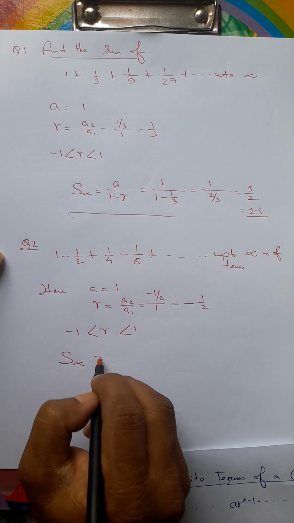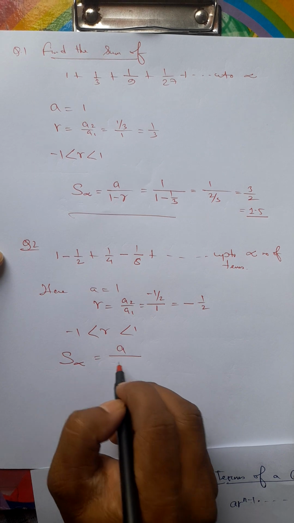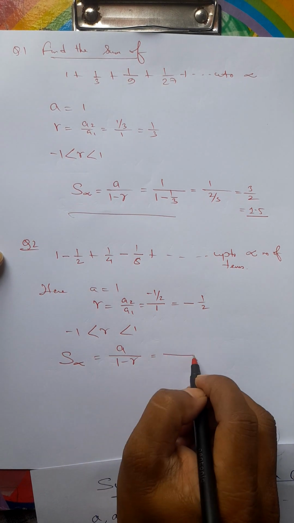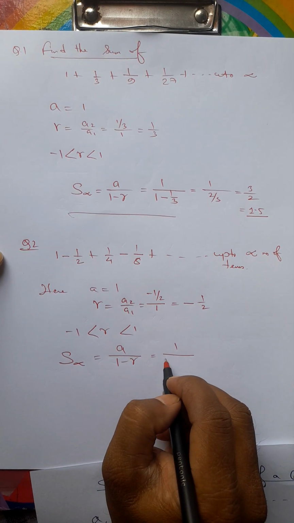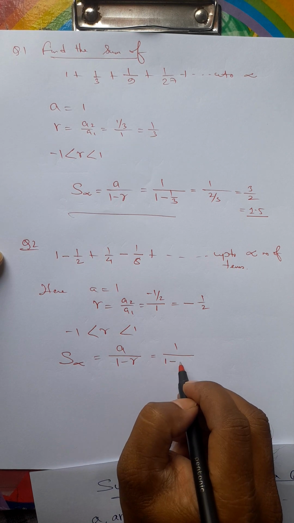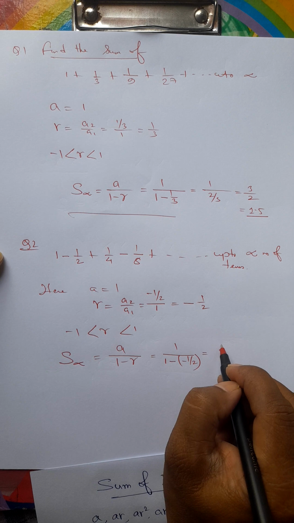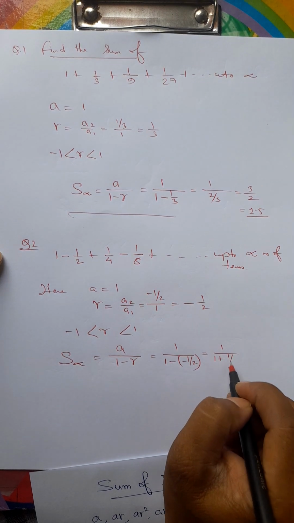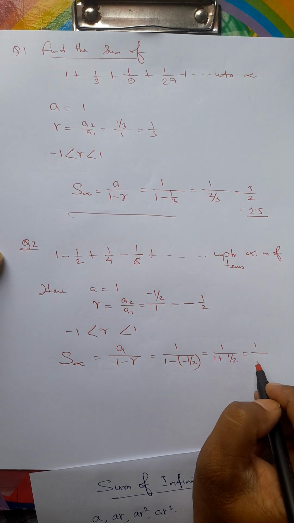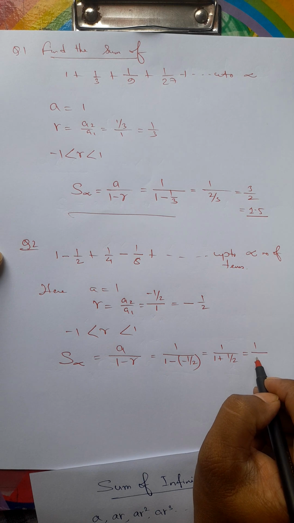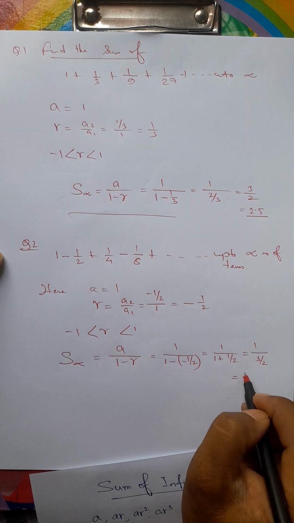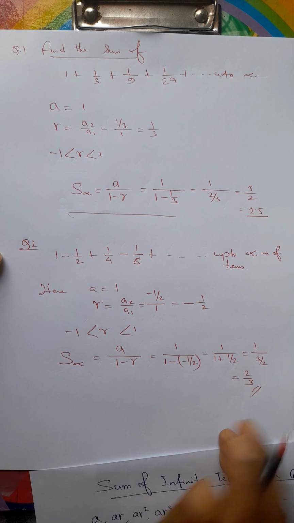So S infinity equal to a divided by 1 minus r. Here a means 1, 1 minus r, r means minus half. So it is 1 divided by 1 plus half. So it is 1 divided by 3 by 2. So the answer is 2 by 3. This is the answer, right?